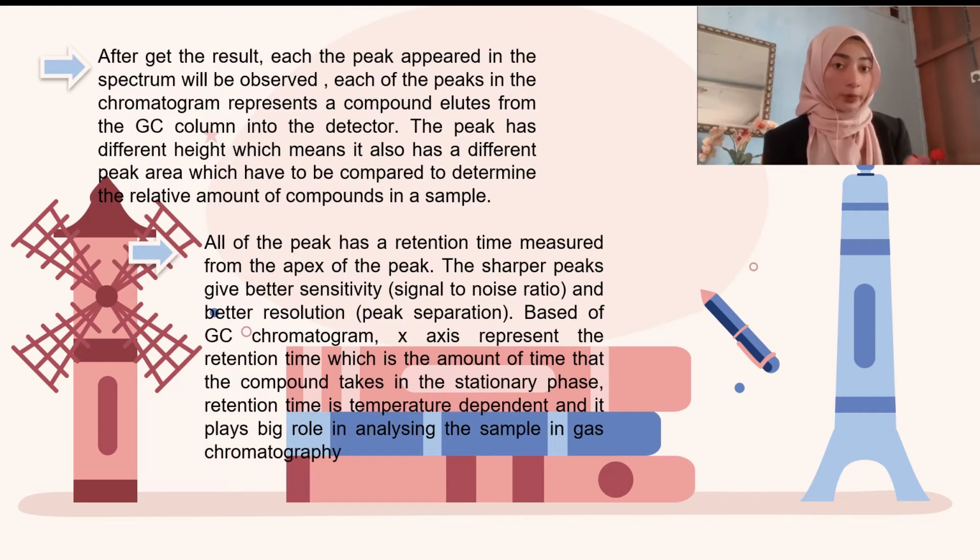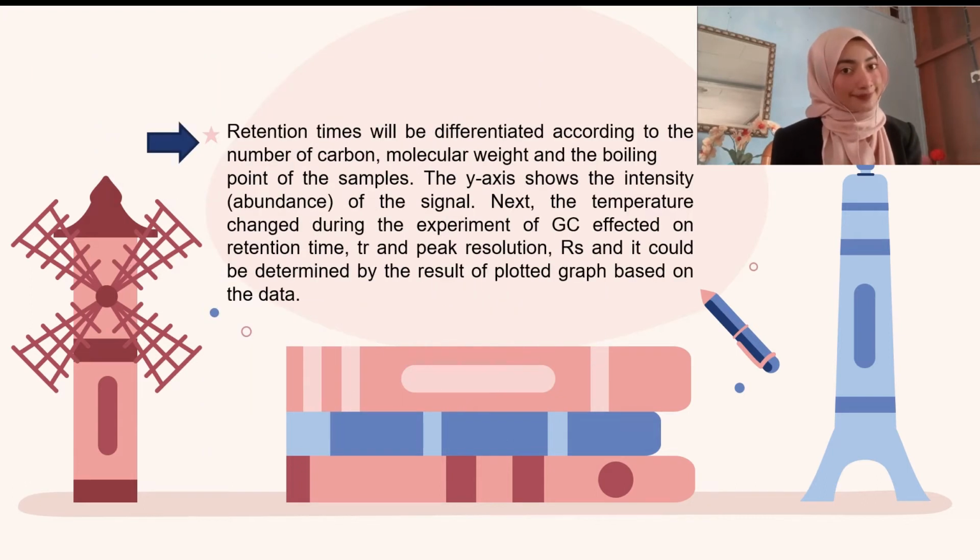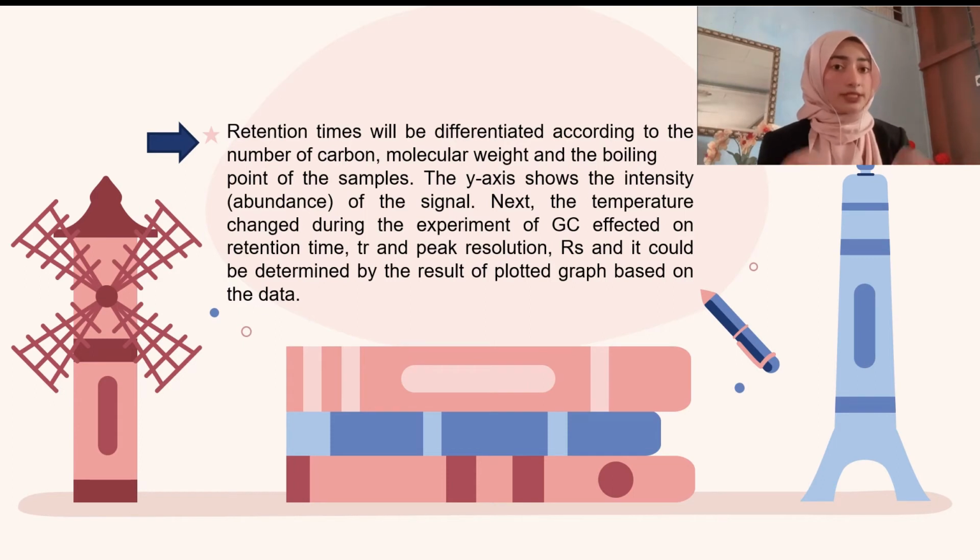Based on the GC chromatogram, the x-axis represents the retention time, which is the amount of time spent by the compound in the stationary phase. Retention time is temperature dependent and it plays a big role in analyzing the samples in the gas chromatography experiment. Retention time will differ according to the number of carbons, molecular weight, and boiling point of the samples. And the y-axis indicates the intensity of the signal. Lastly, the temperature change during this experiment affects the retention time and peak resolution, and it can be determined from the plotted graph from the values that we get from the data.